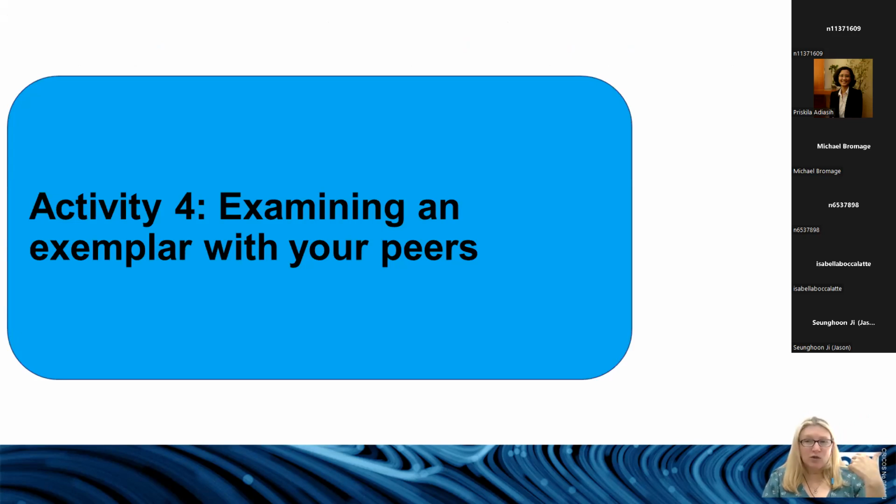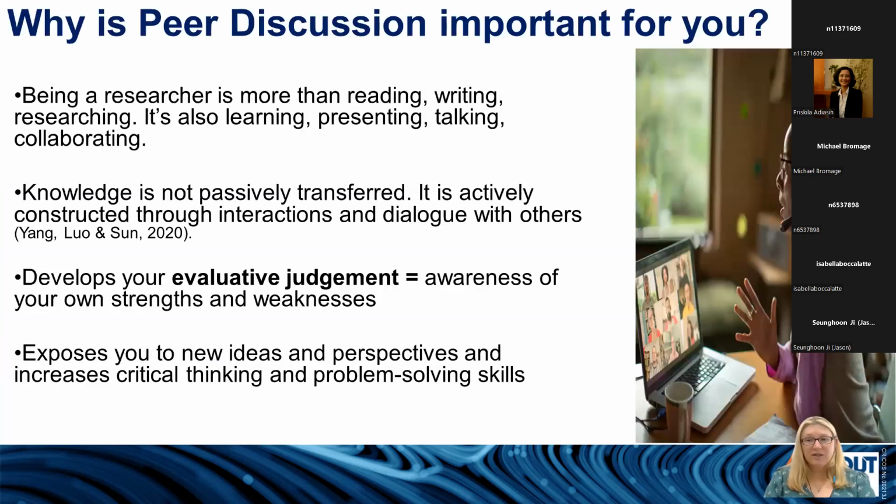All right, so because we don't do too much looking at methodologies, because we're all doing different methodologies, it's hard for me to get examples that you're going to be all interested in. But I thought this was a good opportunity to see how these exemplars do put forward their research designs. So peer discussion, we're going to go in and do that shortly.